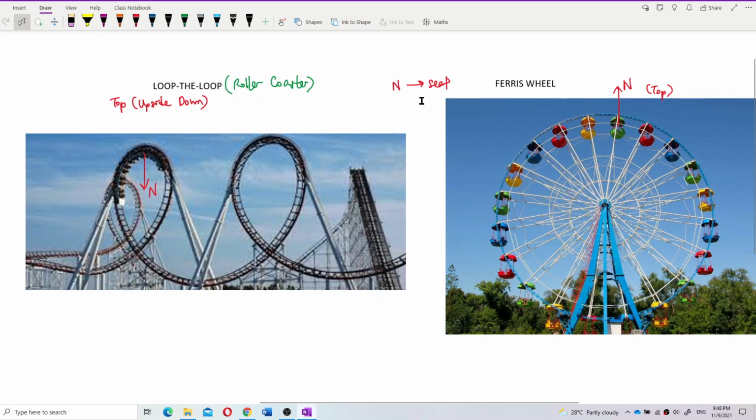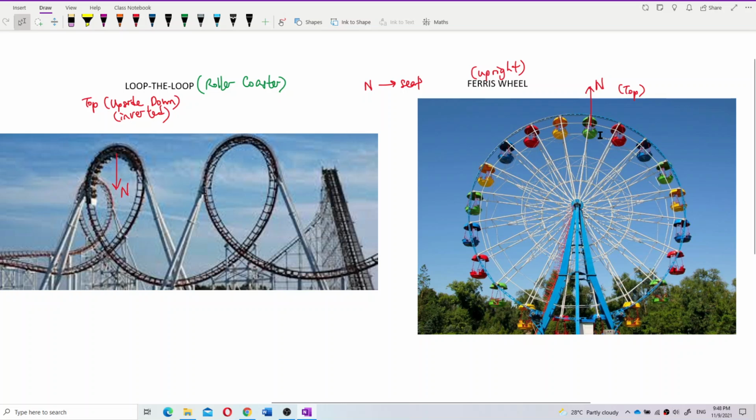In the Ferris wheel, you are not upside down. You are sitting upright, so your normal force is upward. But in the loop the loop or roller coaster, you are upside down, or you can say inverted. So your normal force is downward.